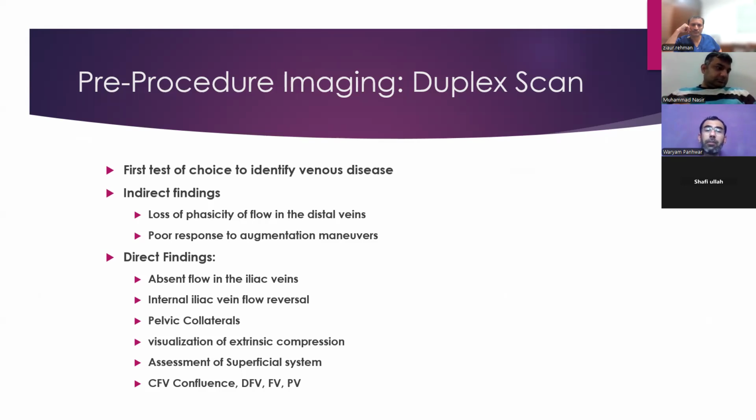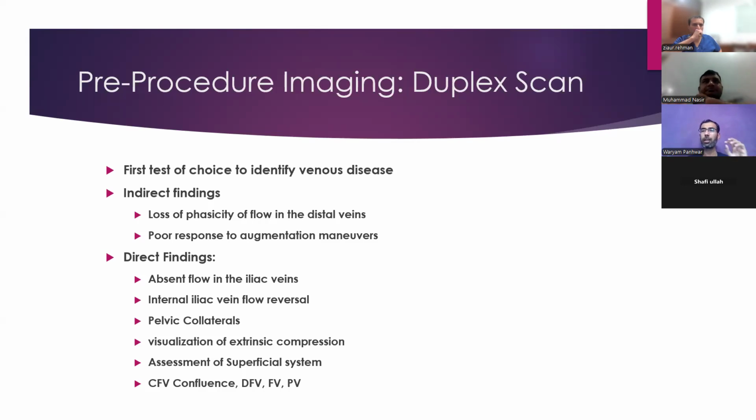And then we can visualize the external, extrinsic compression. Assessment of the superficial system is needed, because it's not only the deep system, but we have to assess the superficial system along with the deep system. So we can assess for superficial reflux, whether it is reflux in the GSV, short saphenous vein, perforators, or there's no reflux. And then the most important thing is the common femoral vein confluence.